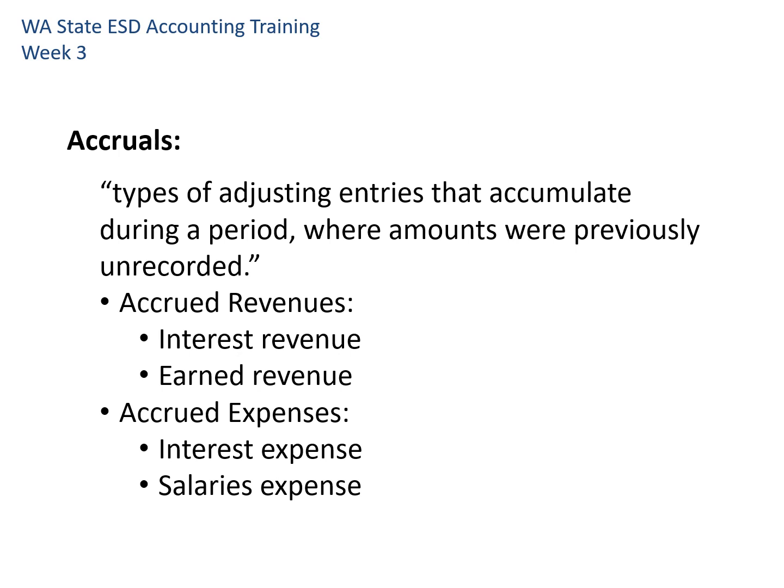Next, I want to talk about accruals. So accruals are types of adjusting entries that accumulate during a period where amounts were previously unrecorded. So again, if I don't record them, they wouldn't be recorded. And we'll talk about two different kinds, accrued revenues and accrued expenses.